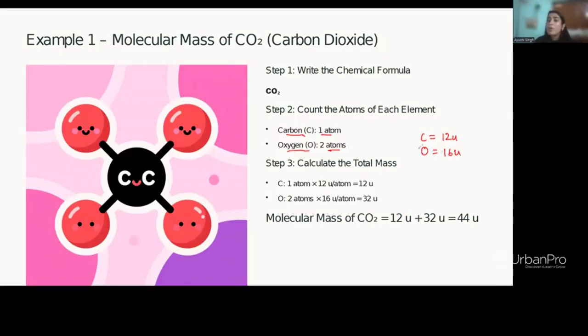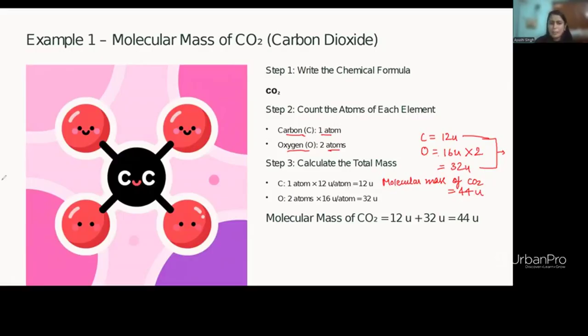Now, since 2 oxygen atoms are involved, 16 into 2 is 32U. Now we will combine this and this together. Once you add this, you will get 44U. So the molecular mass of CO2 or carbon dioxide would be 44.